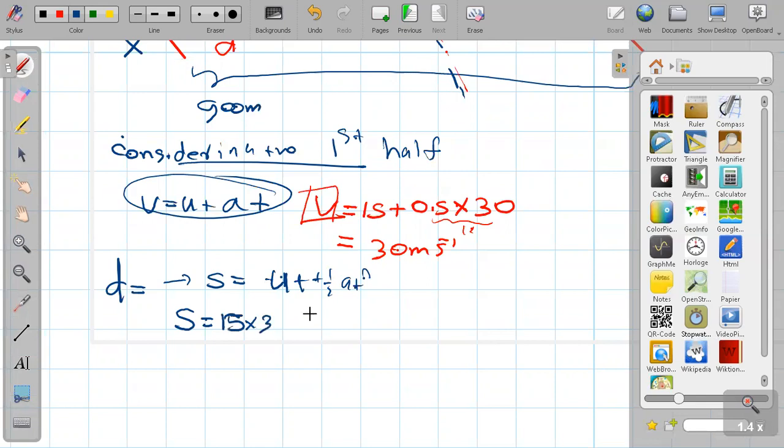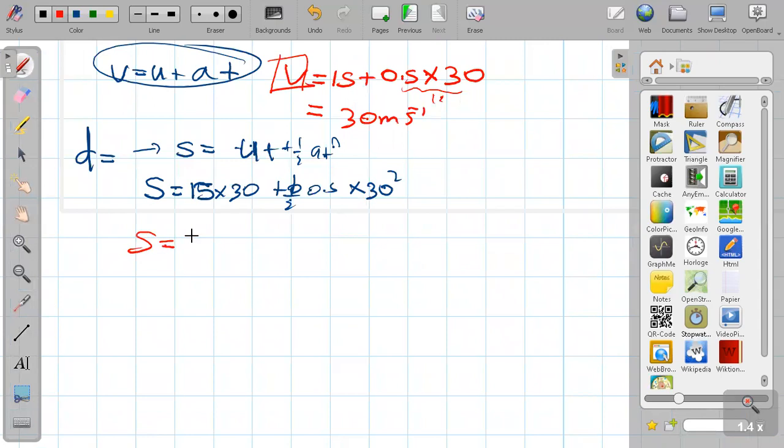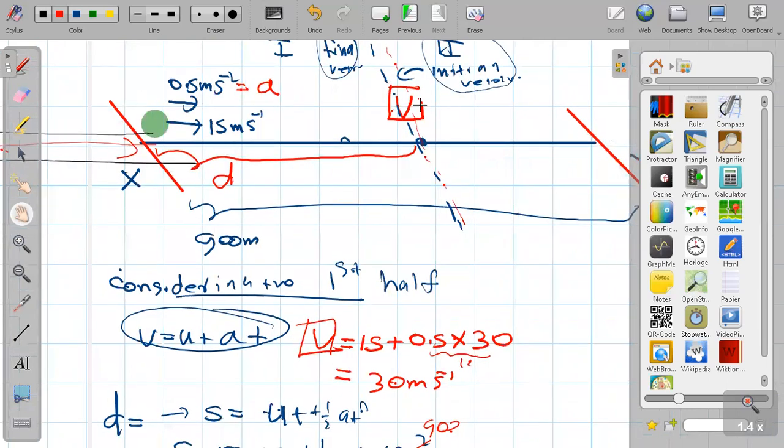15 times 30 plus 0.5 into 0.5 into 30 squared. What is my s? Some 450 meters. So I will write it like half. It's going to be 900. 900 divided by 2, it's like 450. It's going to be 225. What is the overall displacement now? 675 meters. Right? Look carefully. Now I can complete this like some 30 meters per second, and the distance is like 675 meters.